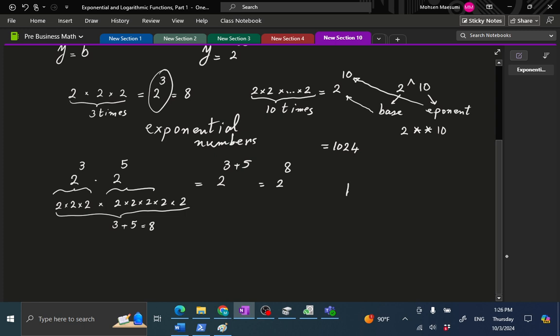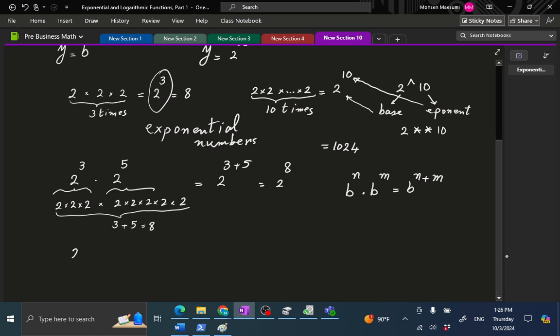In general, if you have b to some exponent n and another b to some exponent m, when you multiply them, you get b to the power of n plus m. So here we have a multiplication, and over there we have an addition. Sometimes when trying to memorize these things, people get it wrong or misapply them.